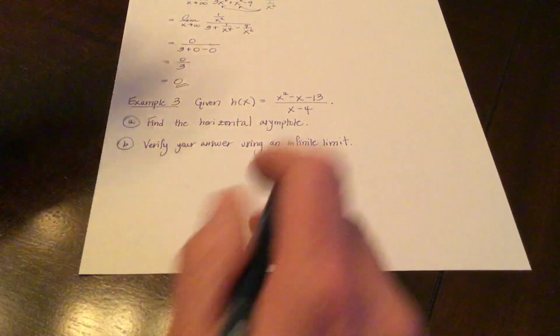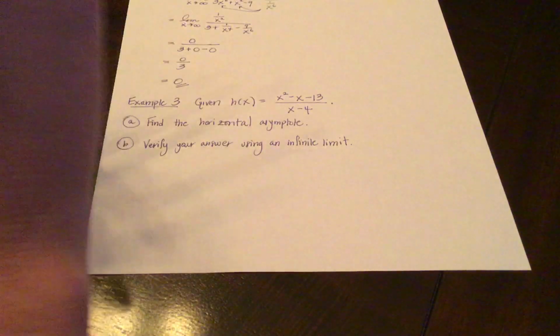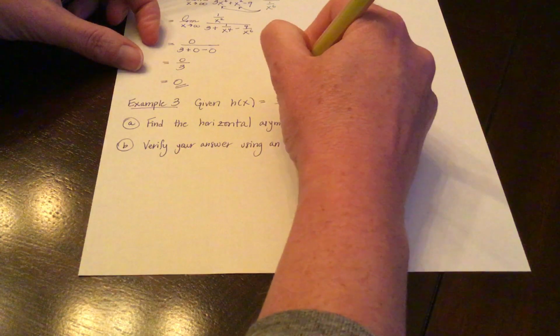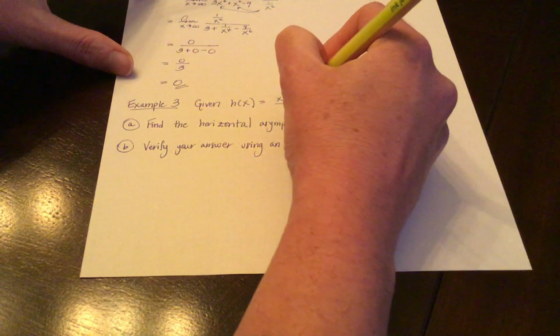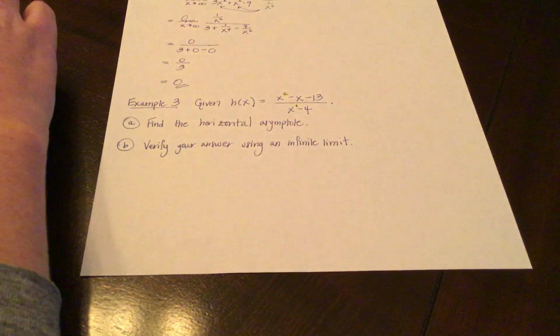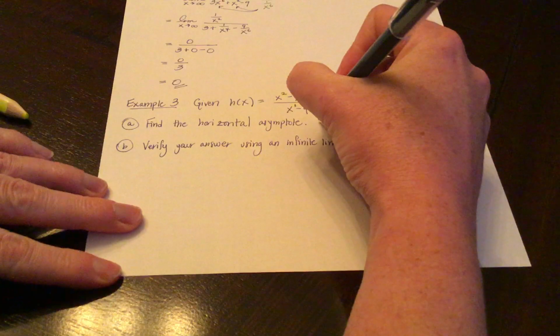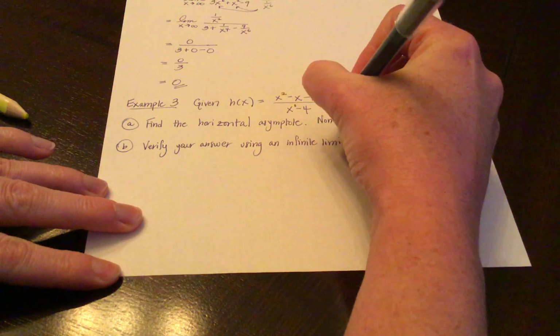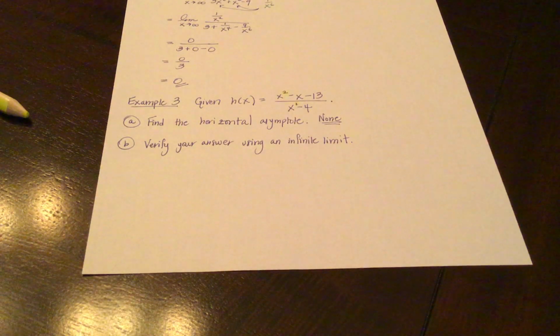So, finding the horizontal asymptote. Algebra 2, the rules were look at the degree of the numerator, which is 2, look at the degree of the denominator, which is 1. This time the degree of the numerator is greater, and so that was the condition for having no horizontal asymptote. So this graph does not start thinking it's a horizontal line on the far ends.